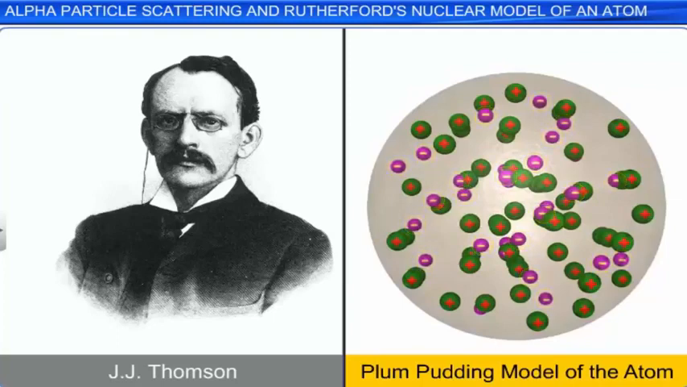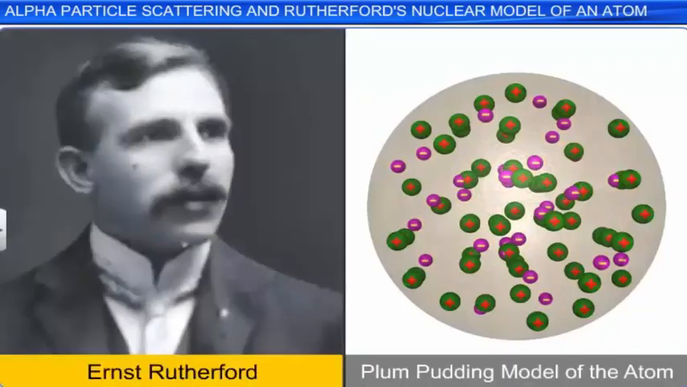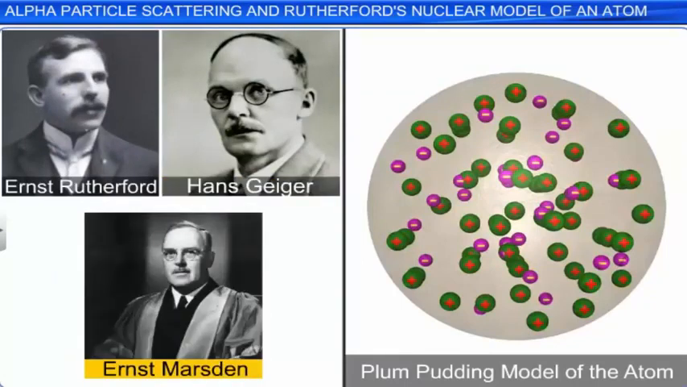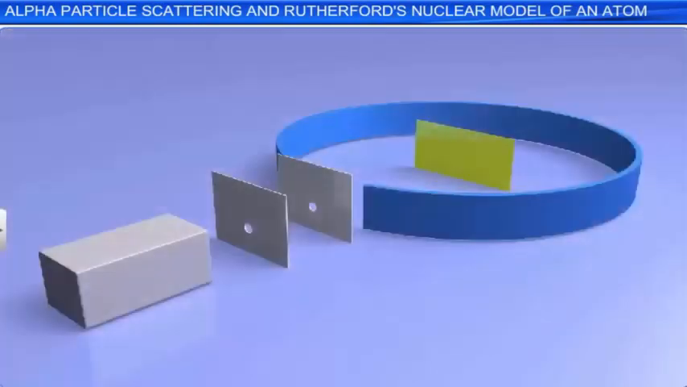But subsequently, an experiment proposed by Ernst Rutherford and carried out by his students Hans Geiger and Ernst Marsden, to understand the structure of the atom, proved that the plum pudding model of the atom was not in agreement with the results of the experiment. Rutherford proposed that the scattering of the alpha particles from atoms of an element would be helpful in understanding the structure of the atom. Let us now study and understand Rutherford's alpha particle scattering experiment, which led to Rutherford's nuclear model of the atom.